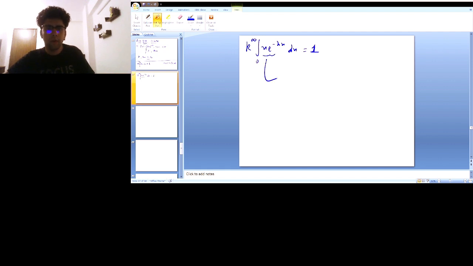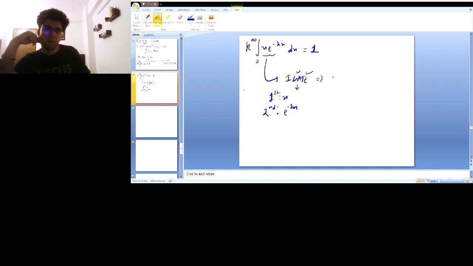Now for solving this integral, I'll use ILATE, and ILATE says that we need to decide the first function. This is exponential, this is algebraic, so this algebraic function becomes our first function. Our first function is x, our second function is e to the power minus lambda x. My PDF is x e to the power minus lambda x. This is my first function, this is my second function. Now the formula, this is not a standard rule but we use it.